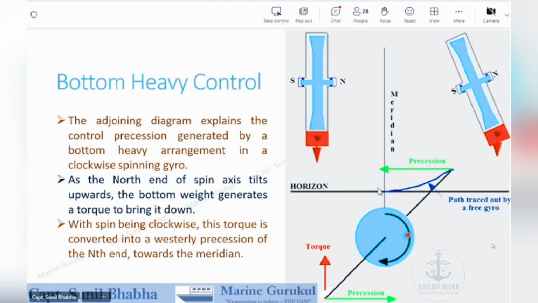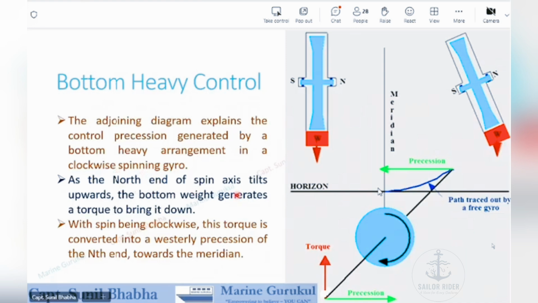So if the gyro is spinning clockwise, the weight has to be fitted at the bottom to generate the similar effect. So same thing is explained here. The diagram explained the control precession generated by a bottom heavy arrangement in a clockwise spinning gyro.